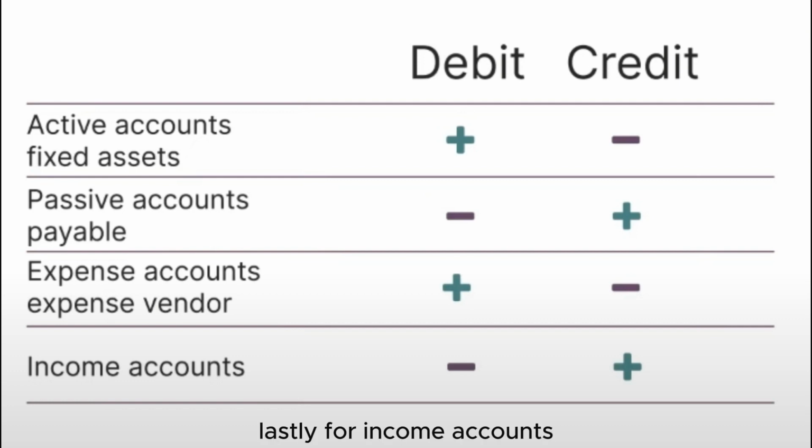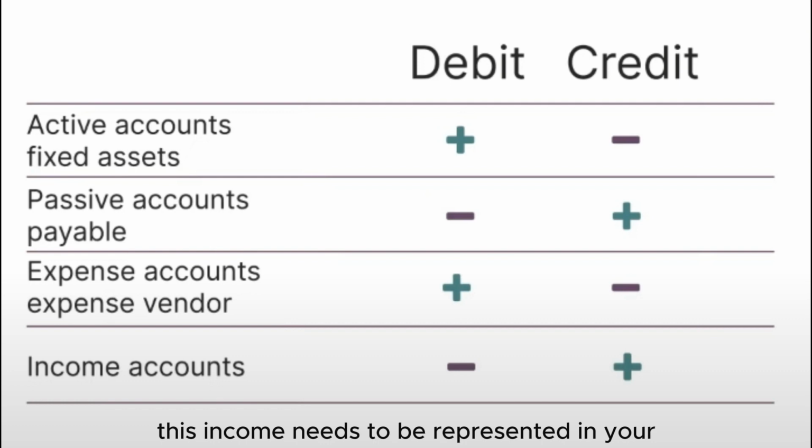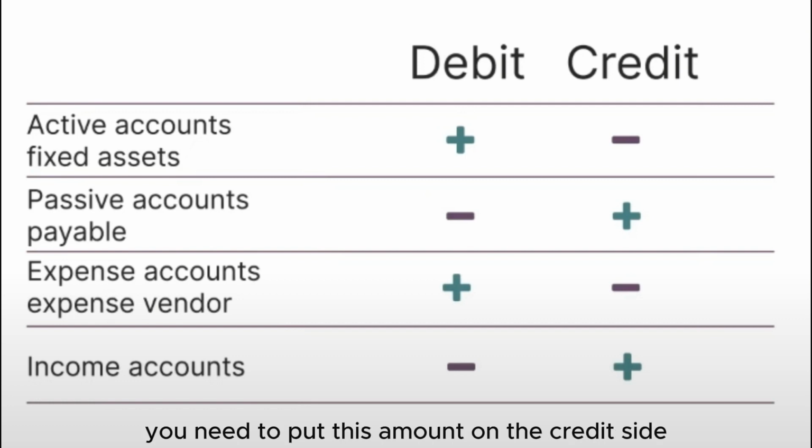Lastly, for income accounts, let's take this as an example. If you sell a product to your customer, you will generate an invoice. The sale of goods represents an income to your company. This income needs to be represented in your P&L statement. When you want to increase the value of your income accounts, you need to put this amount on the credit side. You can see that the behavior is very similar.